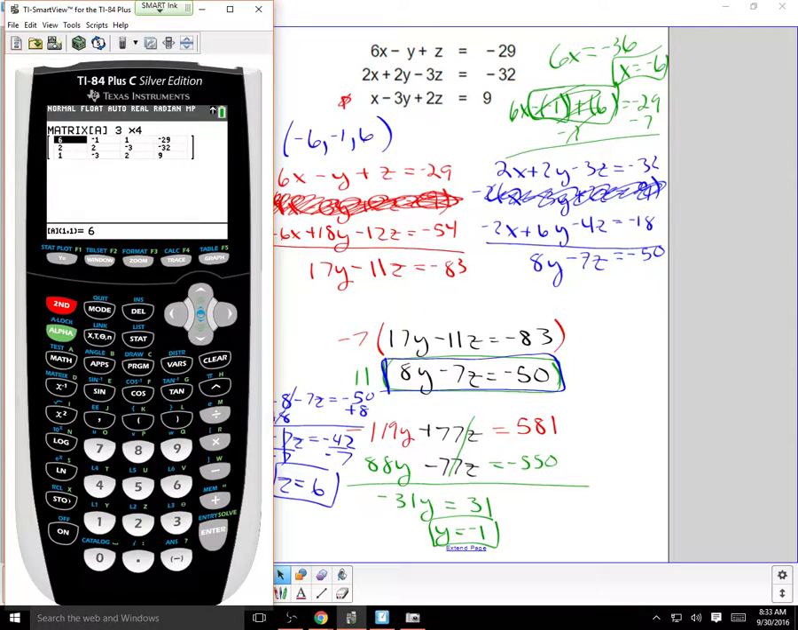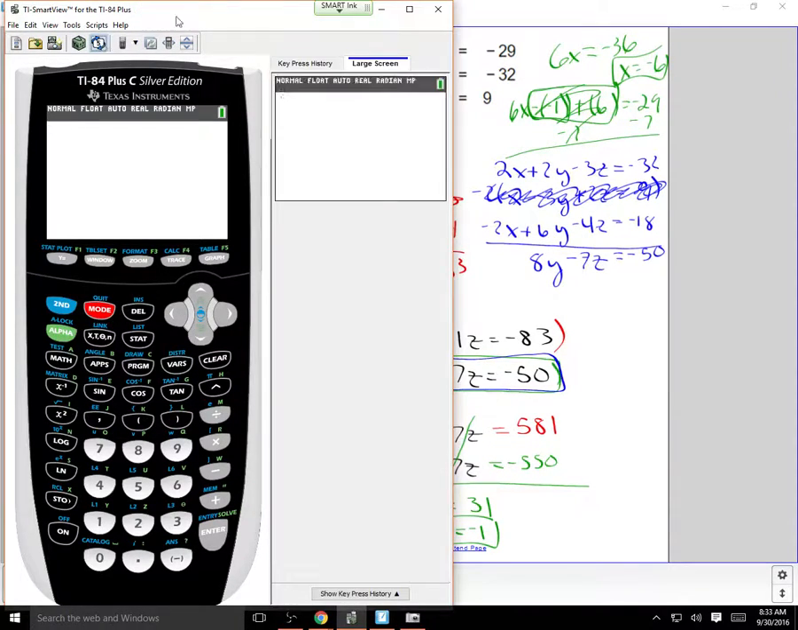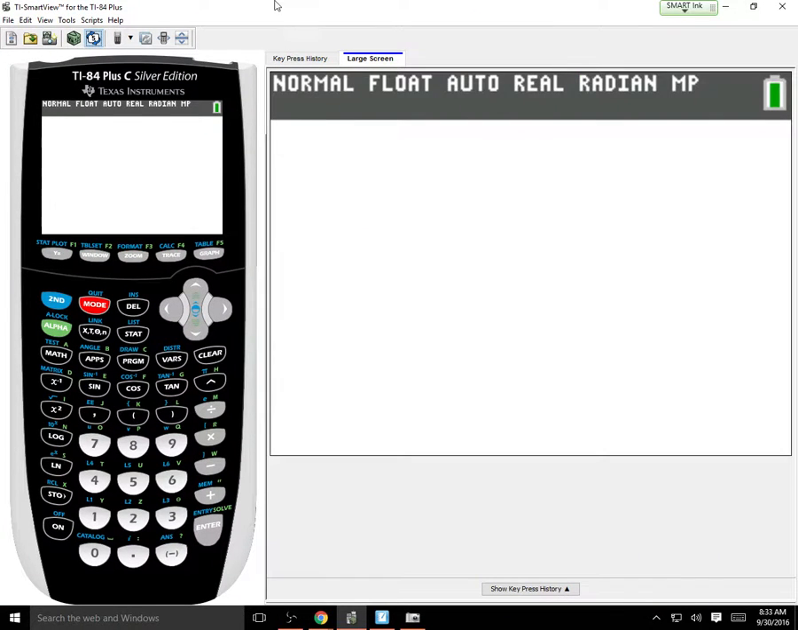Now I'm going to quit so that I'm on the home screen here. Let me put the big screen on so you can see what's going on now. So this is what the home screen looks like. It's just a blank page with the cursor. That's where you do all your math, okay? So we're going to do some math with the matrix.